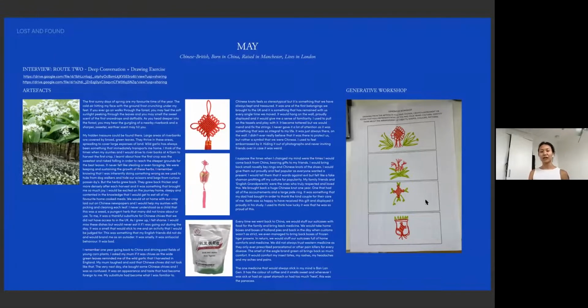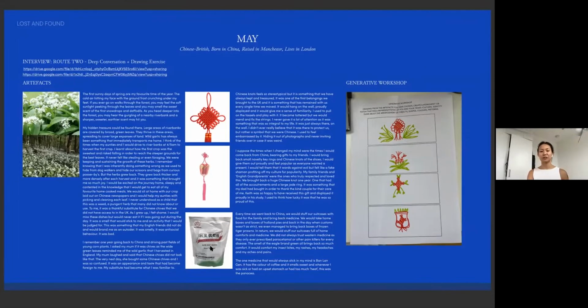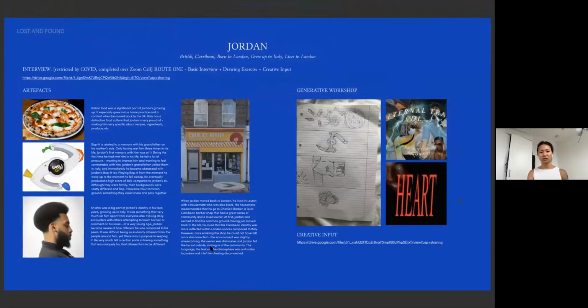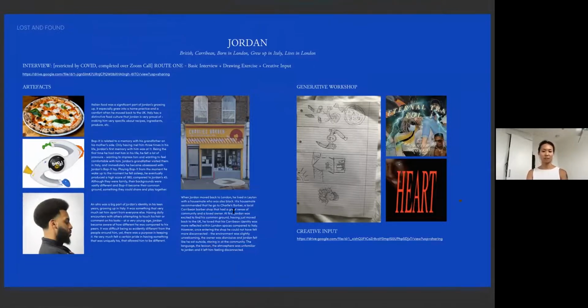So this is May. This is the generative workshop, and this is the stories that she linked with her artifacts. I'm not going to go through them now. And then this is Jordan as well. He's British Caribbean, born in London, but grew up in Italy, and these are some of his artifacts as well. It was really great because some of the participants were creators themselves, and Jordan is a musician, so he sent me a song based on one of his artifacts, which was really nice.